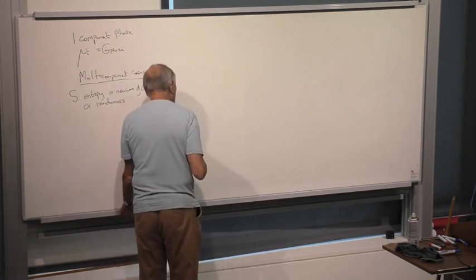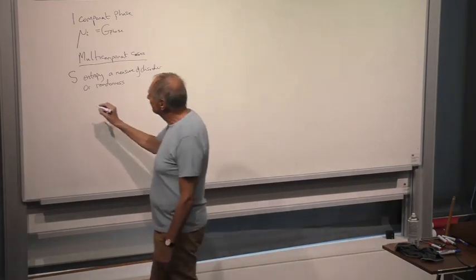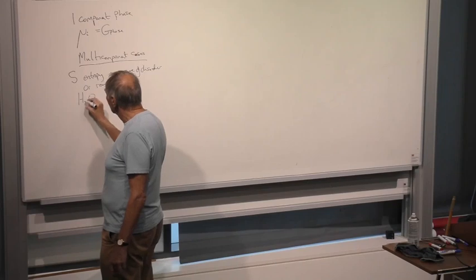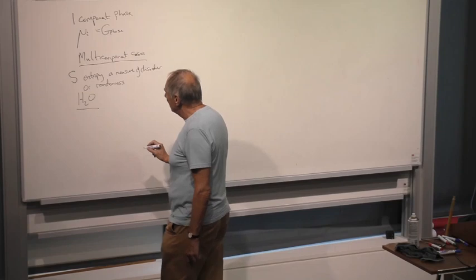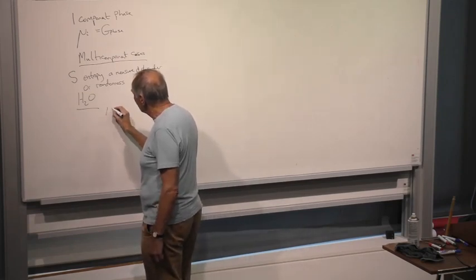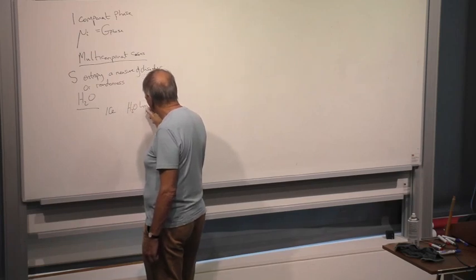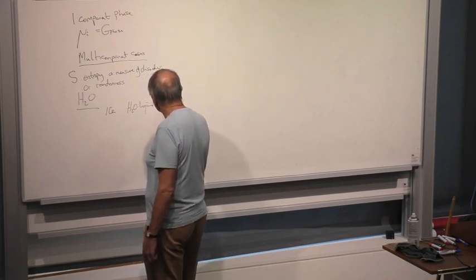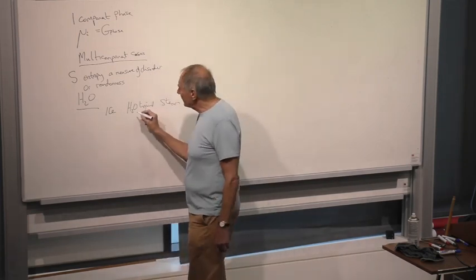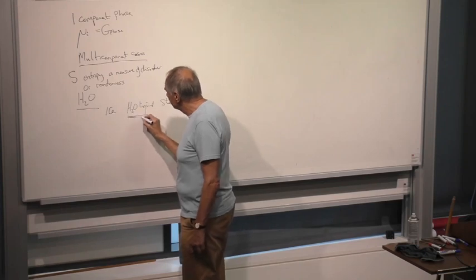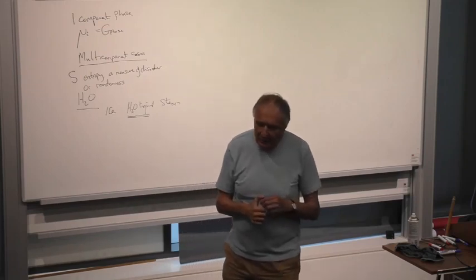So let's take an example. Let's take a system of H2O. H2O, we know, has three phases. There's ice, there's H2O liquid, and there's steam. So let's consider H2O liquid and think about the randomness in H2O liquid.